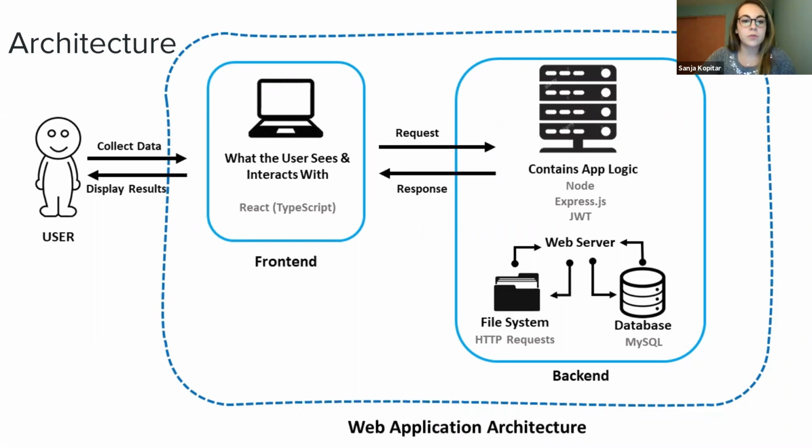For the back end, we do have Express.js, which is a back-end application framework used with Node.js, and is also designed for building web applications and APIs. Also in the back end, the application will use JWT, which will be used for authorization and securely transmitting information.